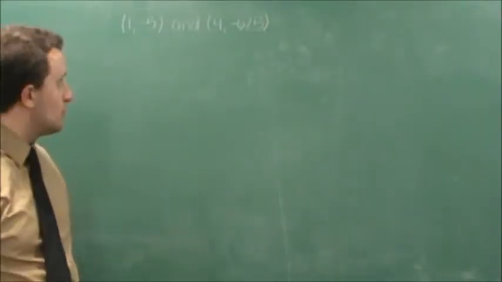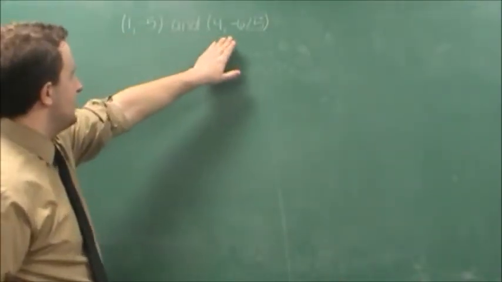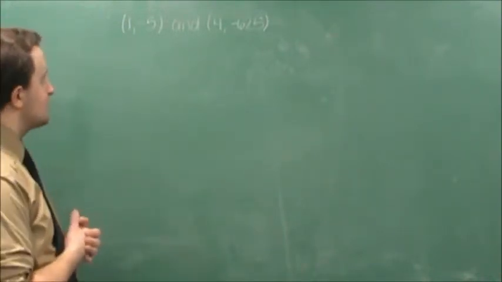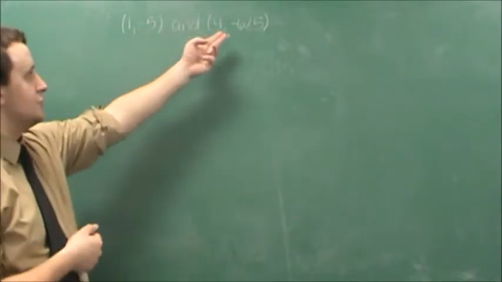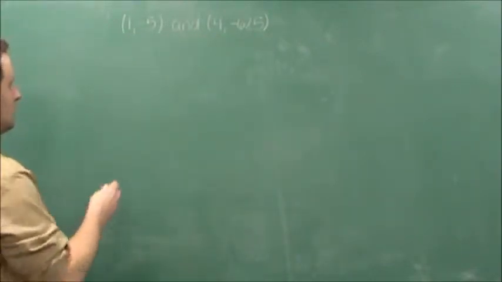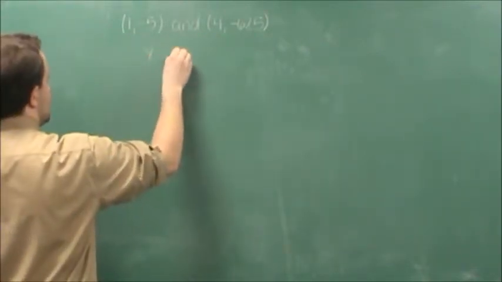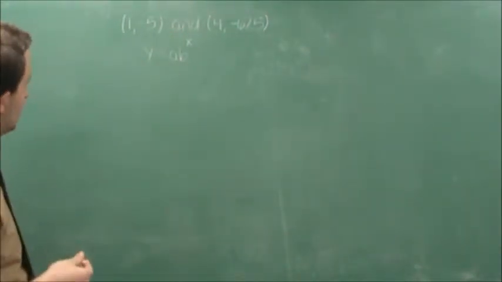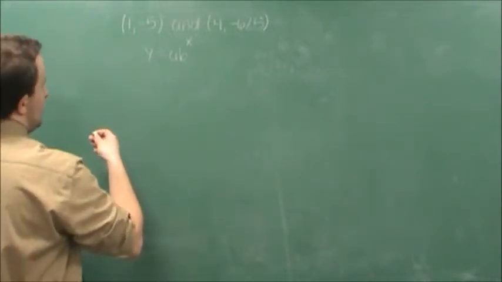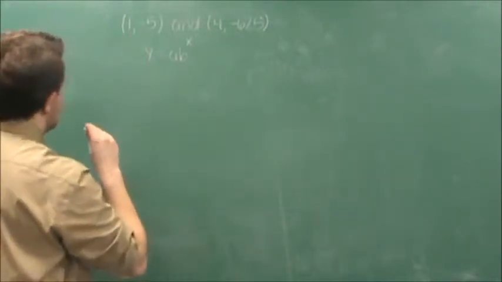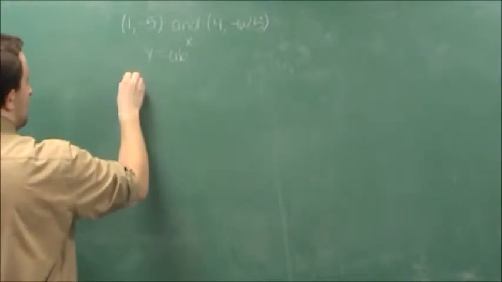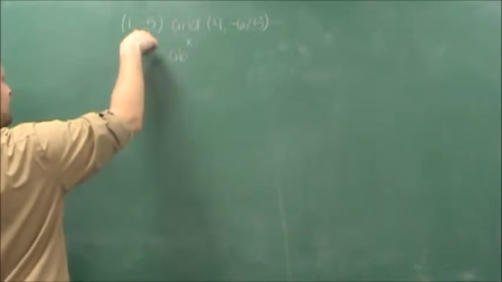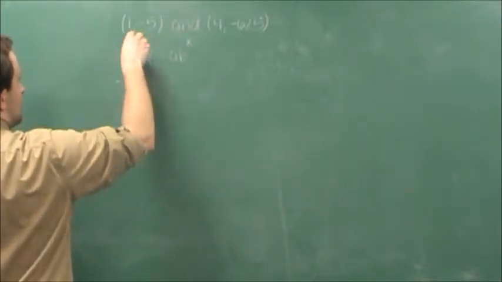Next example, we're given the points (1, -5) and (4, -625). And we want to find an exponential function that includes these two points. Remember what the general form is, y equals a b to the x. We're going to take one point, I'm going to take (1, -5) first, and just substitute the values in. Wherever I see a y, I'm going to replace it with a -5, and wherever I see an x, I'm going to replace it with a 1.